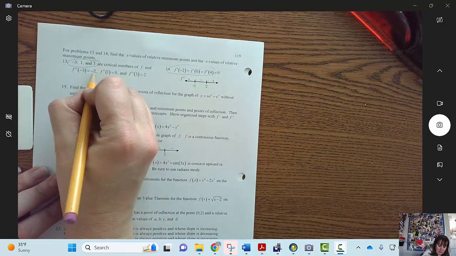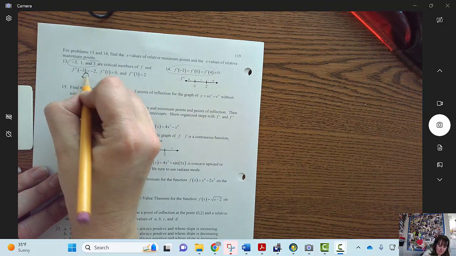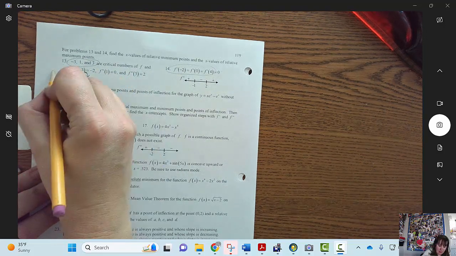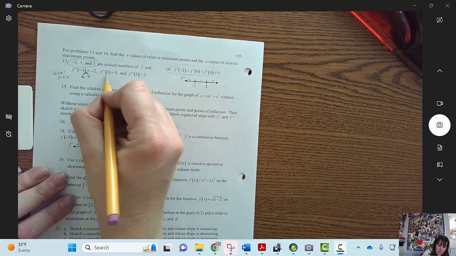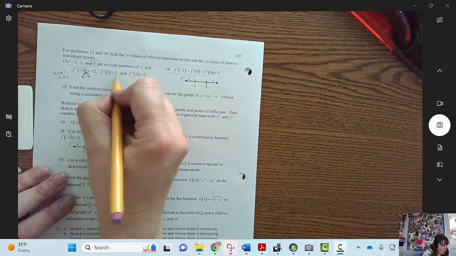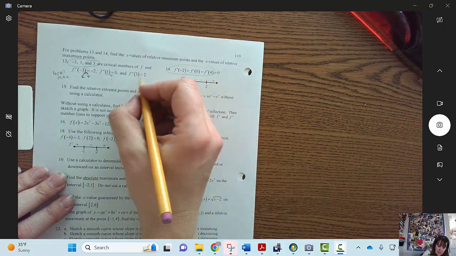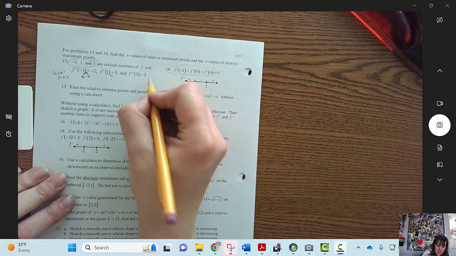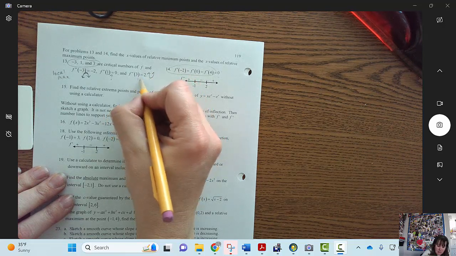So right here we have the second derivative being negative, so concave down. That means we have a local max. This one at 1, we don't know what's happening, so we need more information to be able to decide that. And this one, the second derivative is positive, so we know we have something concave up, so that's a local min.